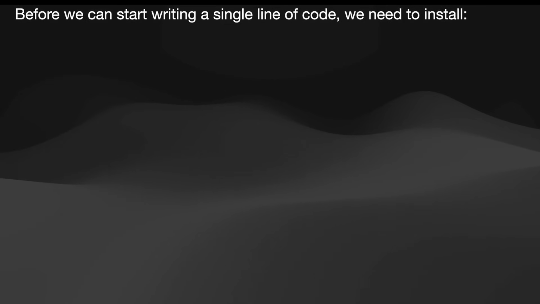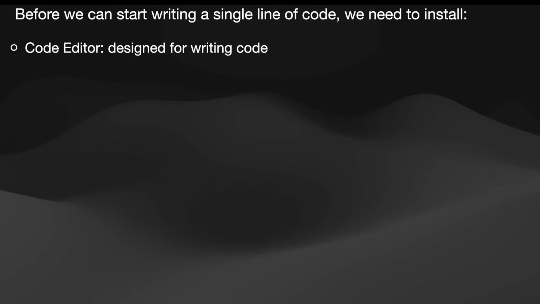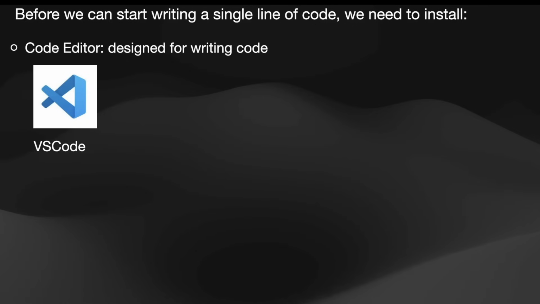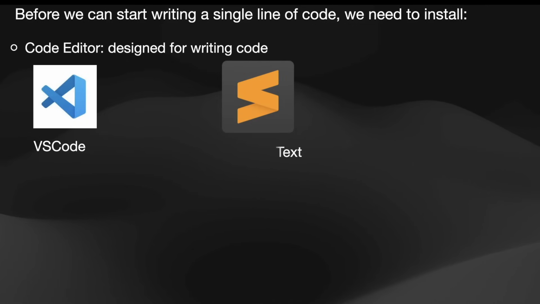Before we can start writing a single line of code, we need to install a code editor, which we are going to be using to write our code. An example is VS Code. We also have what we call Sublime Text and many other code editors.